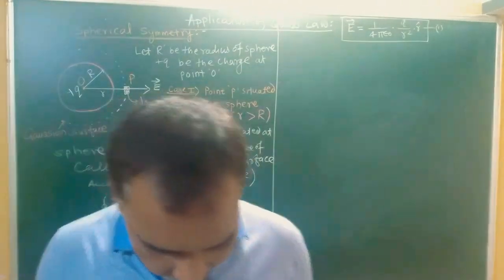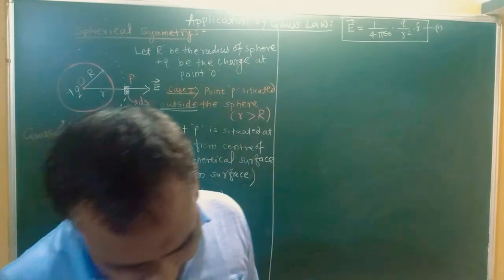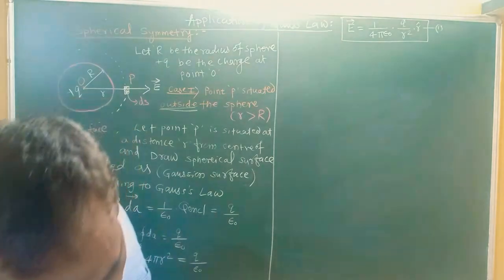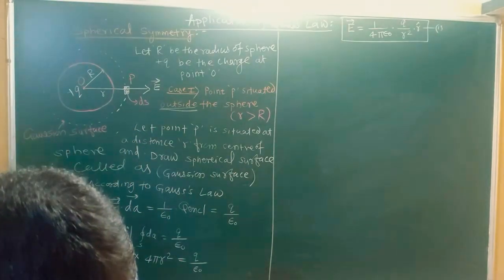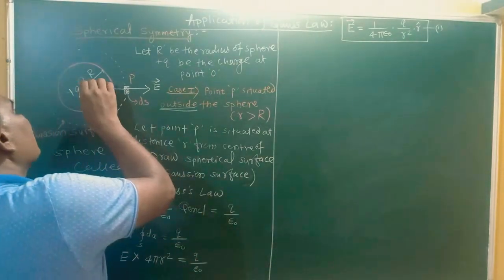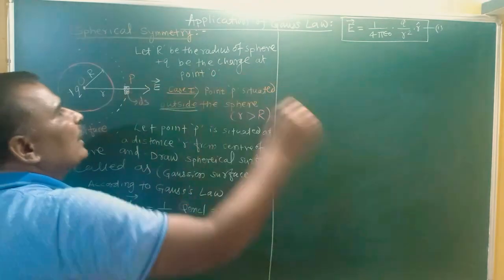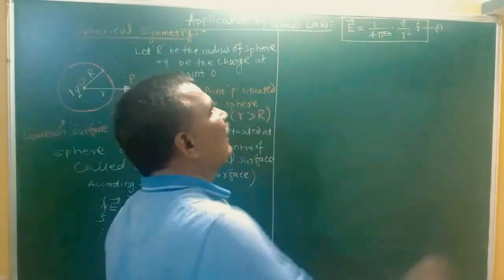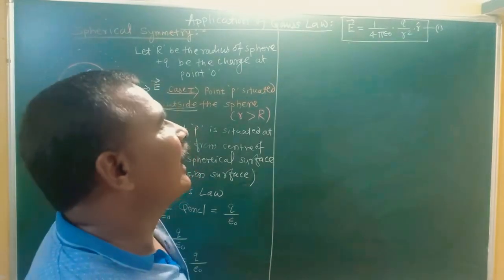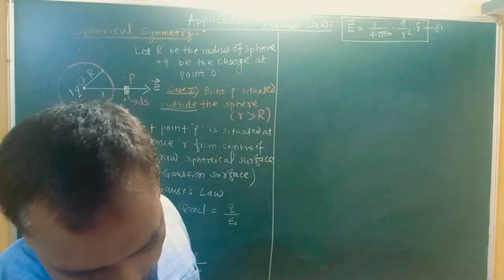And the field outside the surface is exactly the same as it would have been if all the charge had been concentrated at the center. At that time the electric field is similar, that is E is equal to 1 upon 4 pi epsilon 0 q upon r square into r cap. This is the electric field intensity.